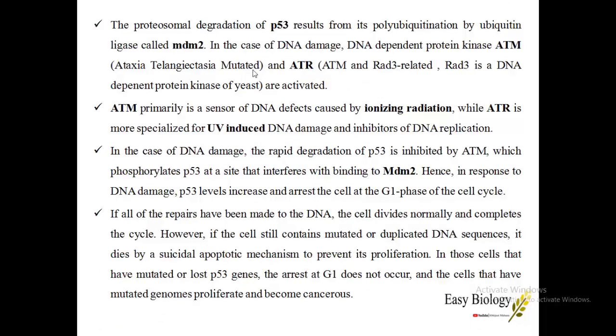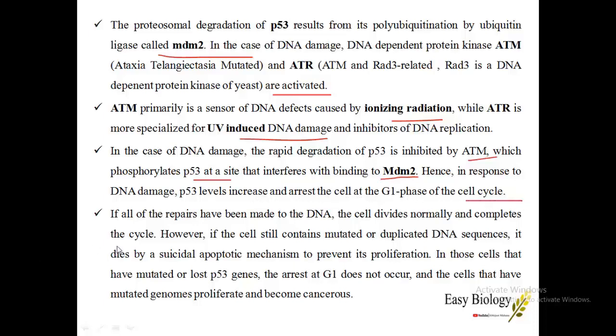Thus, under normal conditions, it is extremely unstable. The proteasomal degradation of p53 results from its polyubiquitination by ubiquitin ligase MDM2. In case of DNA damage, the DNA-dependent protein kinases ATM and ATR are activated. ATM is primarily a sensor of DNA defects caused by ionizing radiation, while ATR is more specialized for UV-induced DNA damage and inhibitors of DNA replication. In case of DNA damage, the rapid degradation of p53 is inhibited by ATM, which phosphorylates p53 at a site that interferes with binding to MDM2. Hence, in response to DNA damage, p53 levels increase and arrest the cell at the G1 phase of the cell cycle.